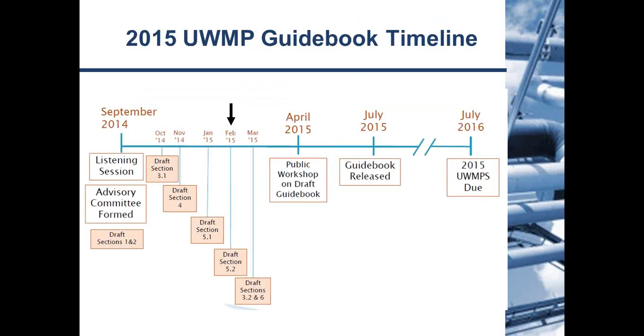And here this timeline is representative of the DWR's guidance progress thus far. So back in September of 2014, they held a public listening session that sought to gather preliminary comments and advance their UWMP initiatives. Since then, they've been drafting the guidebook section by section, and will be doing so until April, at which point they'll begin to release their guidebook, which is due for July 1st of 2015. And of course, a year after that, the final submittals are due.